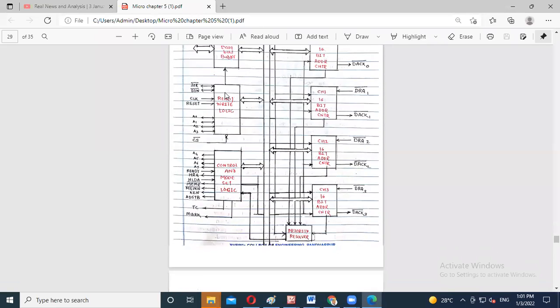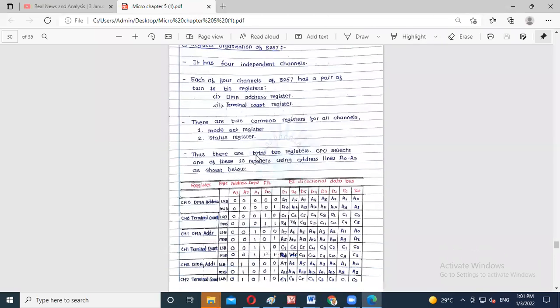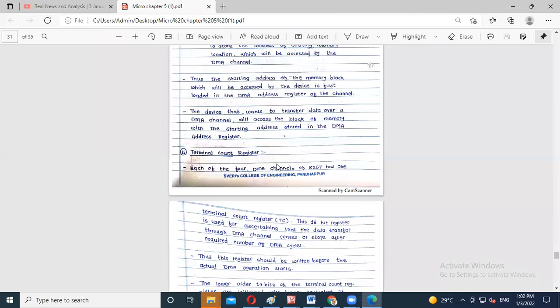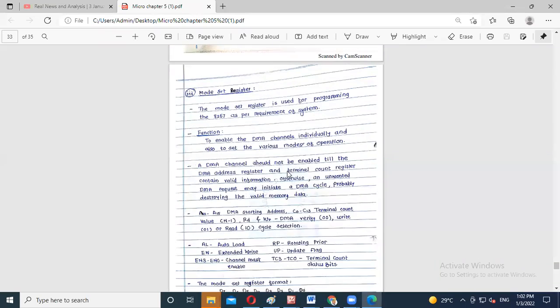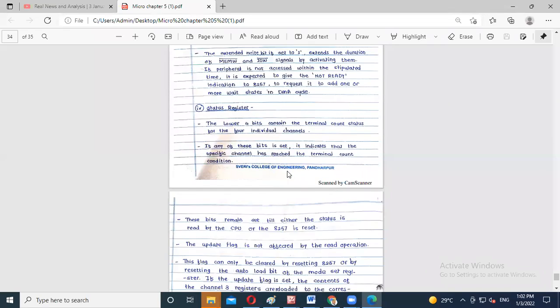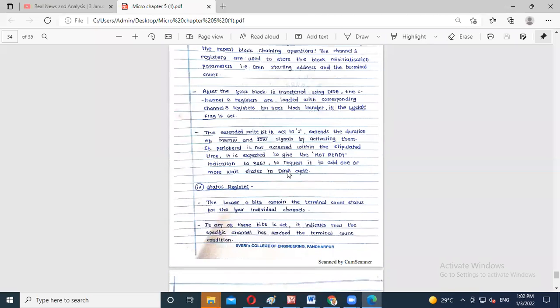In the same way, this is the block diagram, the architecture of 8257, that you have to go through. And all the explanations, whatever I explained now, I have given you: address register, the terminal counter, and mode set register. This is the description of the status register. All I have given here, you just have to go through it, okay? Whatever I explained, this is all about your unit number 5.